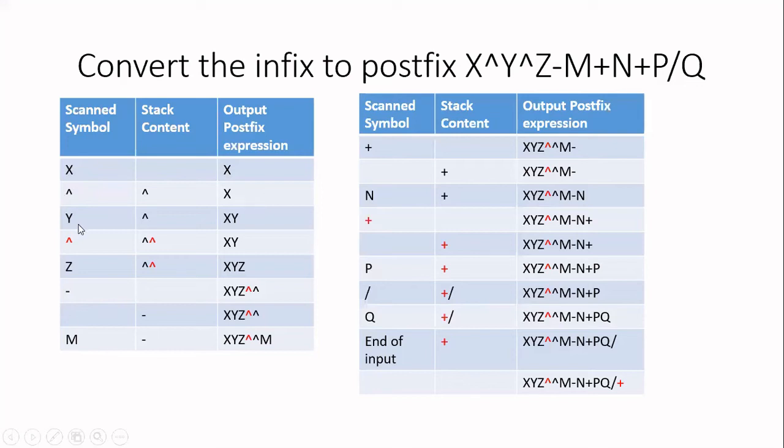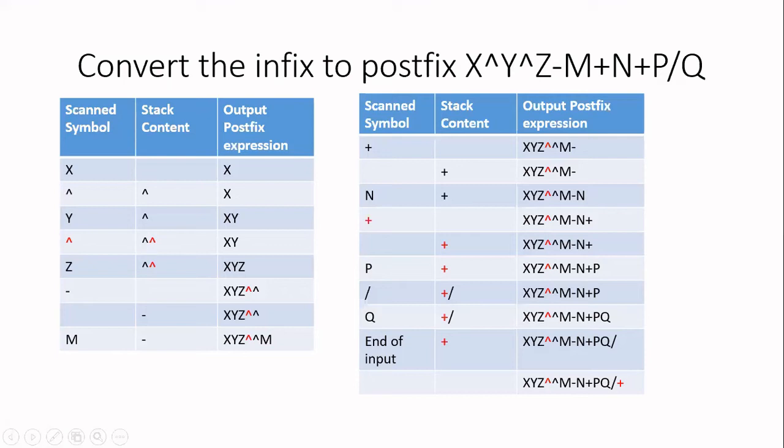Then I'm scanning Y. Y is an operand. If it is an operand, write it at the output. Don't push it onto the stack. So I have XY at the output. Next, I am scanning exponentiation. Okay, now on the top of the stack, you have one more exponentiation.